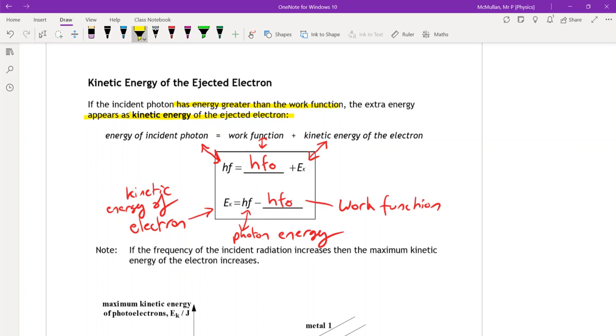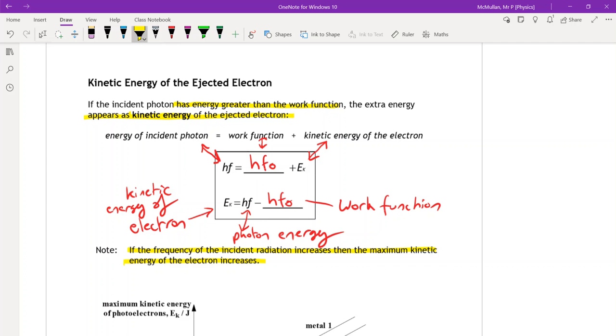If the frequency of the incident radiation increases, the maximum kinetic energy increases. Why do we think that that is true? Does that make sense? Does anybody want to explain why that makes sense? So frequency, what does that mean? How many occurrences per second? So the more photons of light that are hitting these electrons per second, the more energy they're going to have.